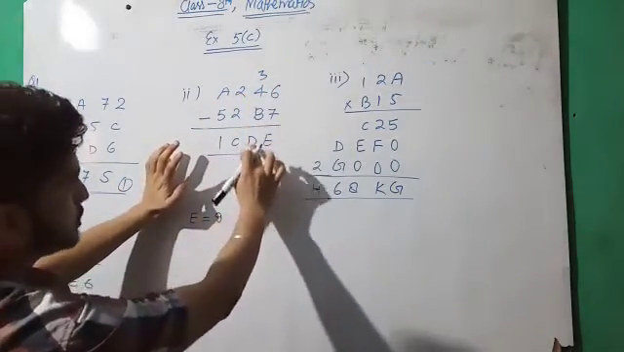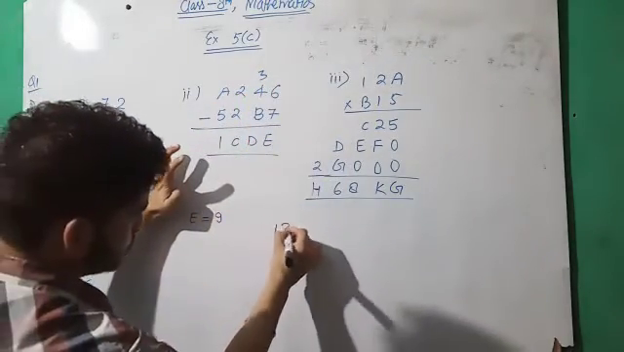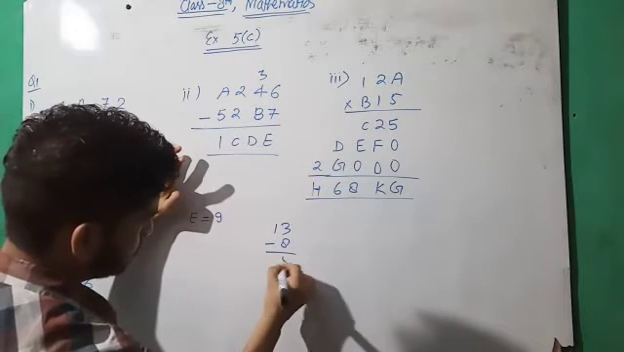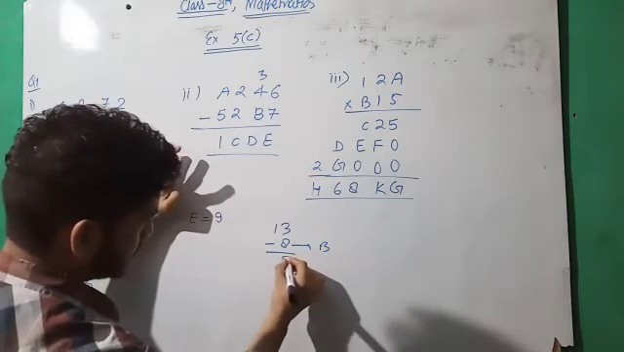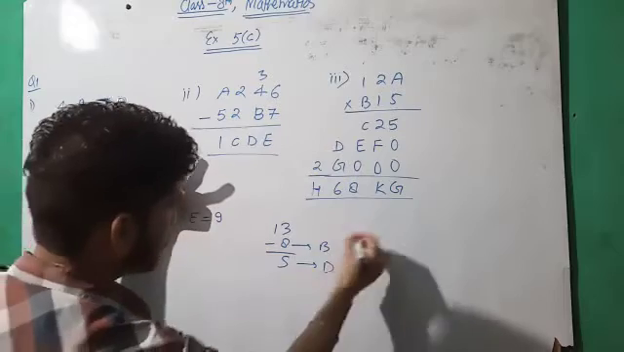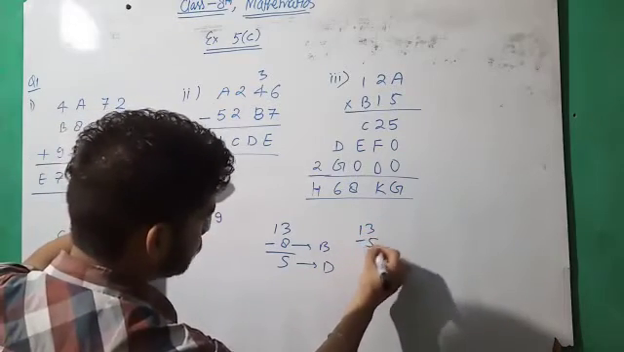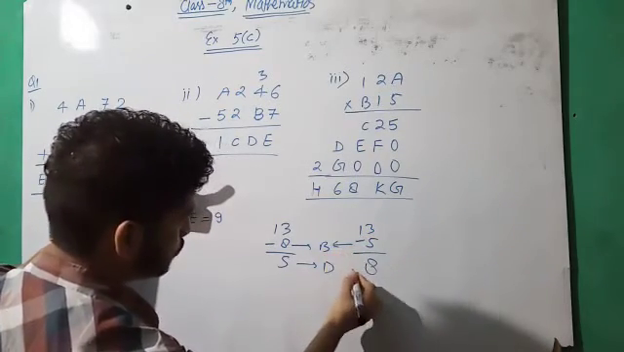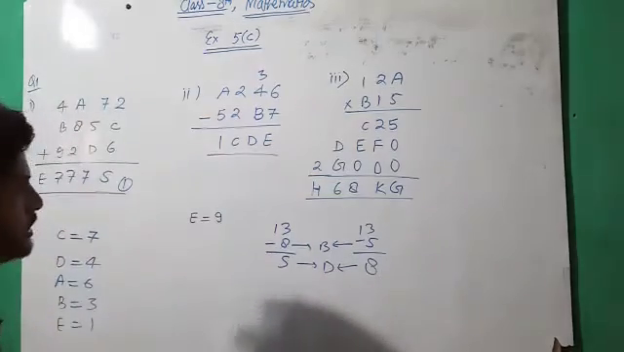So 13 minus b equal to d. Two possibilities: 13 minus 8 equal to 5, so b equal to 8 and d equal to 5. If 13 minus 5 equal to 8, then b equal to 5 and d equal to 8. Okay, there are again two possibilities.